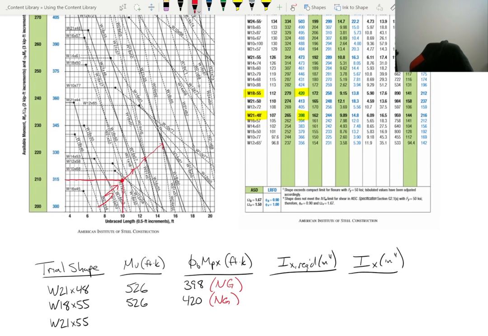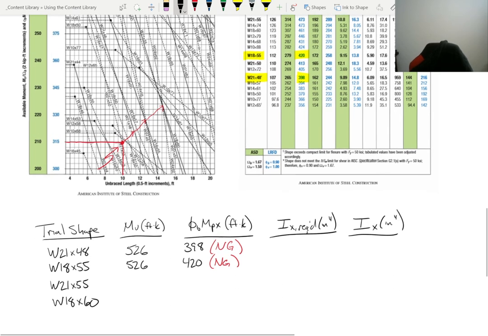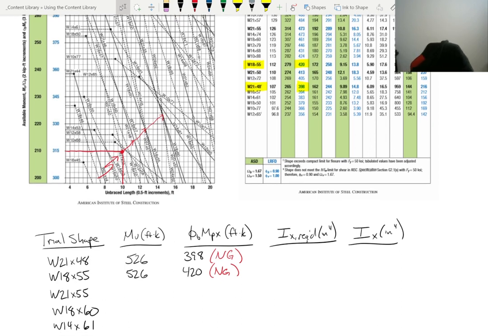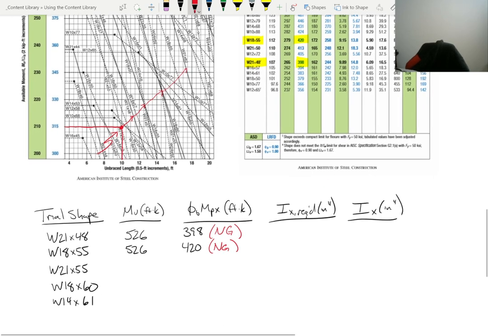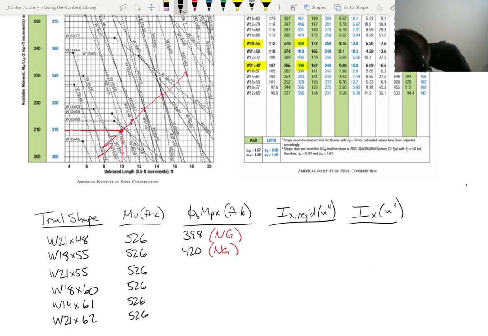Or I already picked, sorry, I see that right now. I picked the W21x55. How about the W18x60? We can go ahead and list the W14x61. Yeah, that's a little better. And then we can go to right here, which is the W21x62. And then maybe that's enough for right now. Hopefully we'll find one that works in Table 3-2. So again, all these are going to have a moment of 526.